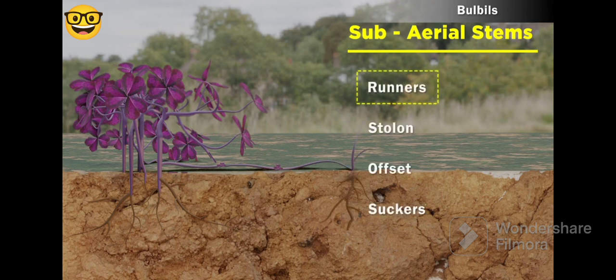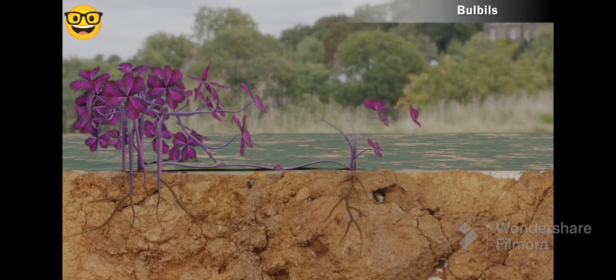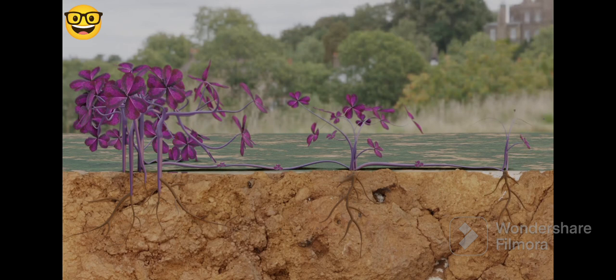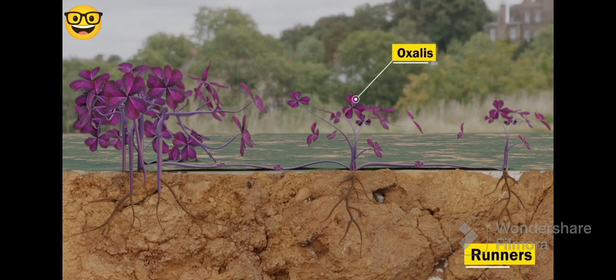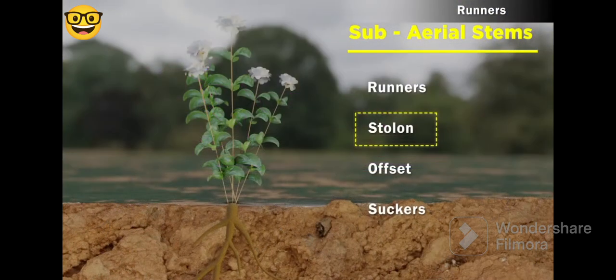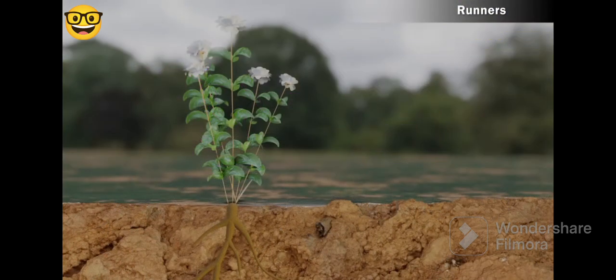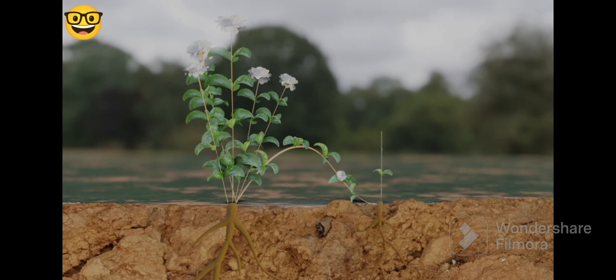A. Runners. In some plants, the stem spreads to new places and forms new plants when the old ones die. Such plants are called runners. For example, oxalis. B. Stolon. In some plants, a slender lateral branch arises from the base of the main axis. After growing aerially for some time, they arch downwards and form adventitious roots. These are called stolons.